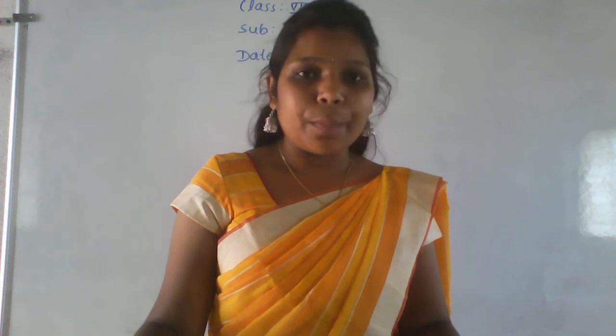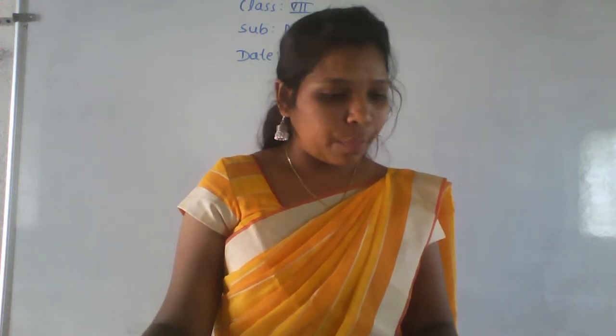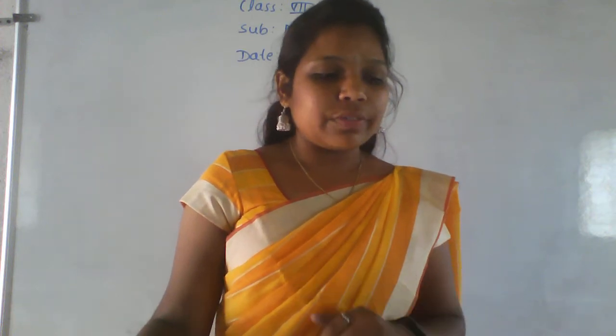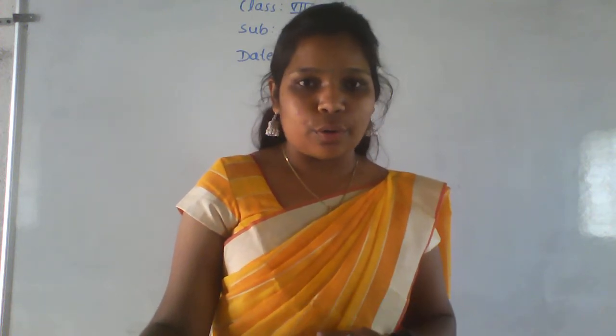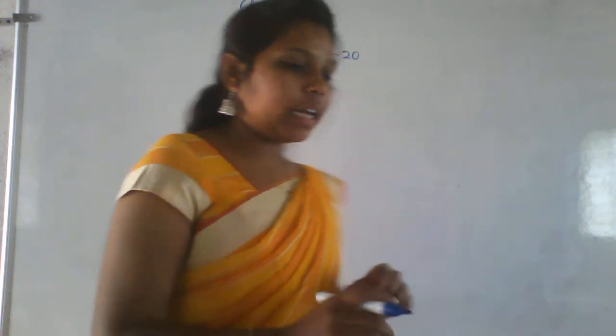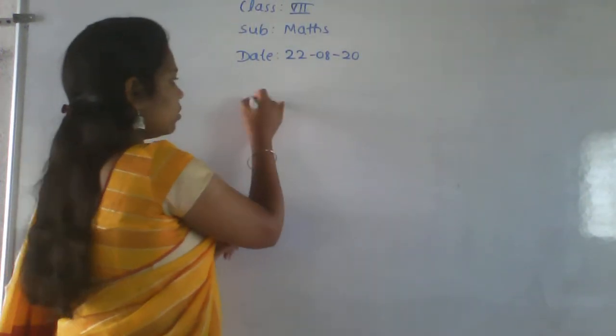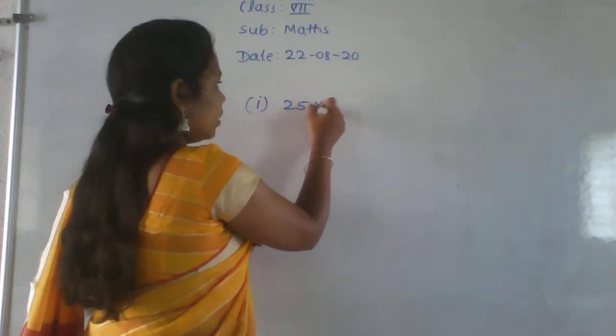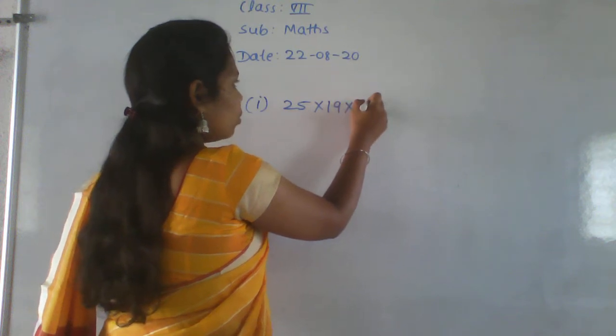fifth main, that is, find the product using suitable properties. Okay, you have to find the product using the suitable properties. First one is 25 into 19 into 4. That is the first one. Okay, that is here 25 into 19 into 4.